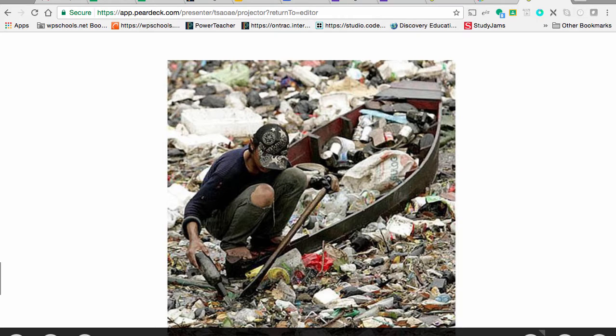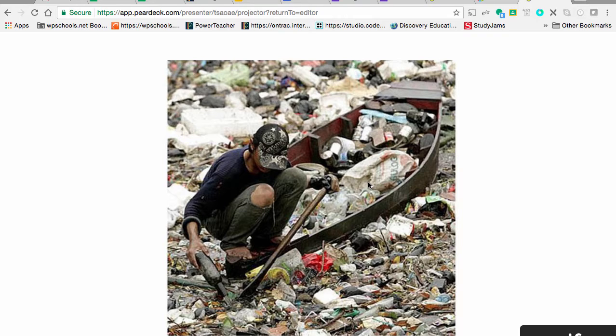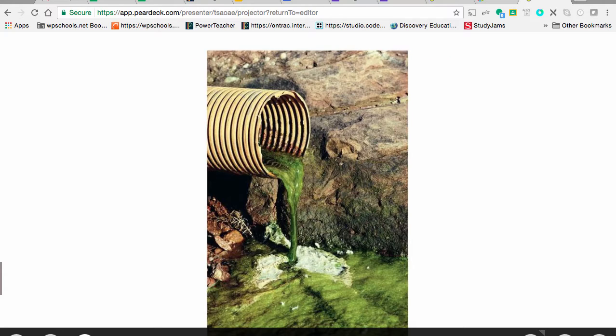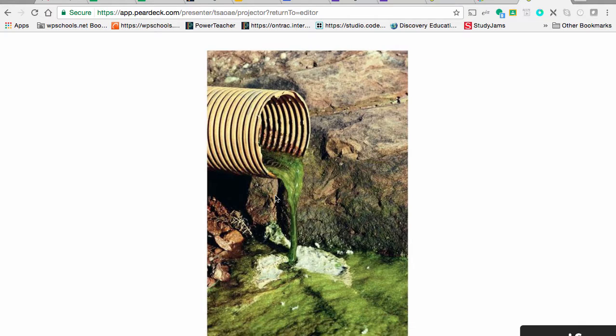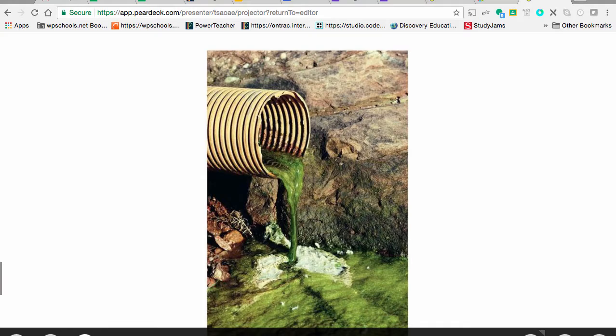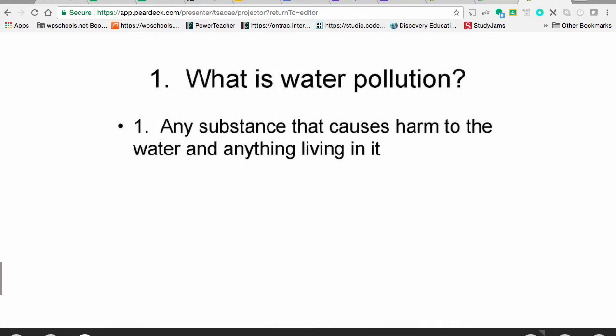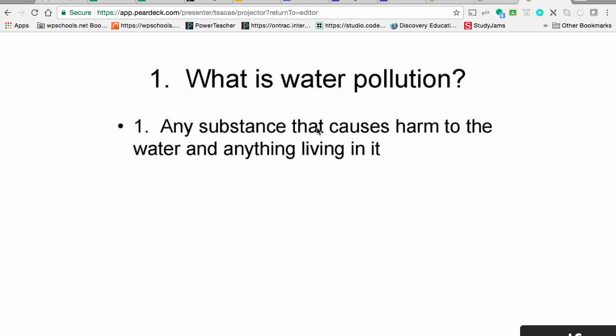This lesson is on freshwater pollution, and in this picture this gentleman is actually in a river. The population around this river has polluted it to this point, and this river is also used for bathing and for drinking water. This is another occurrence of freshwater pollution. And pollution is any substance that causes harm to the water and anything in it. So, for any reason, if it is causing harm to anything living in the water, we can consider it pollution.